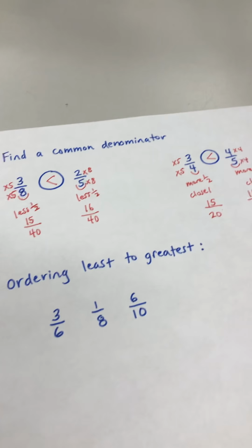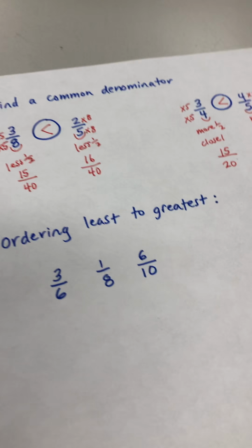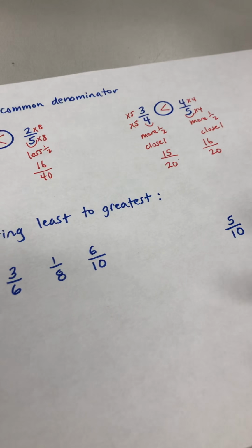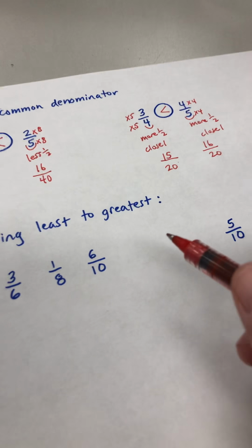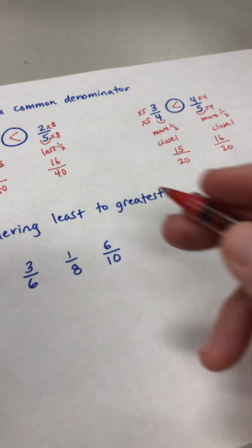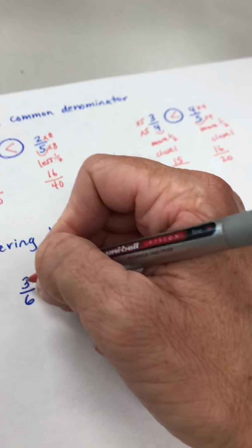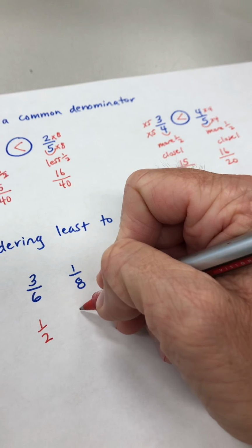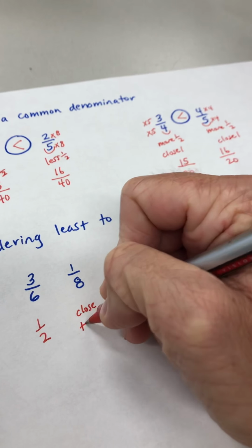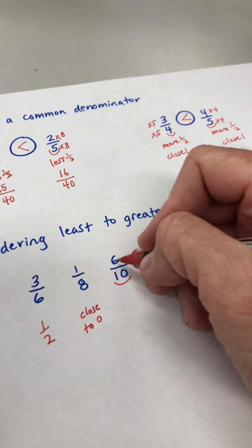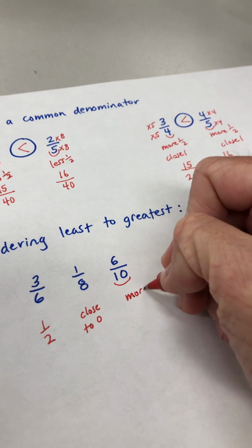All right, one last thing is, now can we put them in order from least to greatest? So you still want to try benchmarks, because sometimes that's a really quick shortcut. If you can't do benchmarks, you're going to have to find a common denominator, and sometimes finding a common denominator of 3 numbers can be a little bit challenging. So let's take a look at this. 3/6 right away I know is half. 1/8, that's going to be a close to 0 fraction, and 6/10. 5/10 would be half, so 6/10 is going to be more than half.